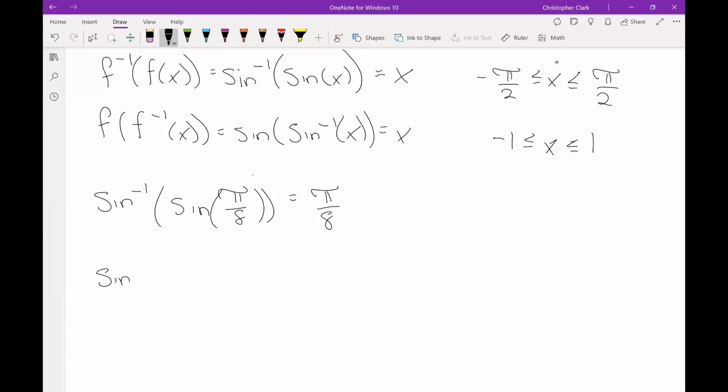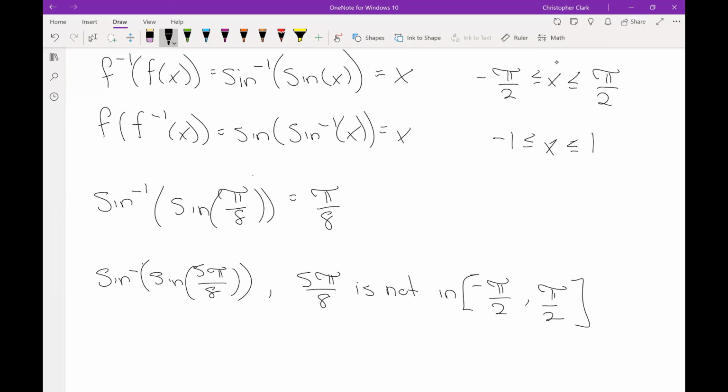We could do sine inverse of sine of 5 pi over 8. And so we'll ask, does 5 pi over 8 fall within our boundary for sine of x? And as it turns out, it doesn't. So we say that 5 pi over 8 is not in negative pi over 2 to pi over 2.